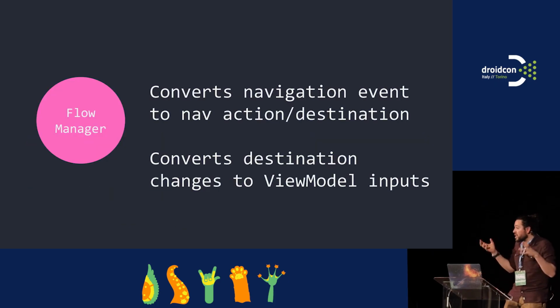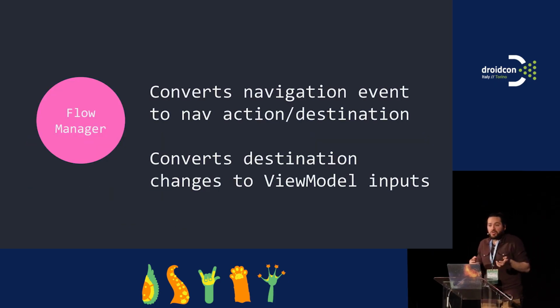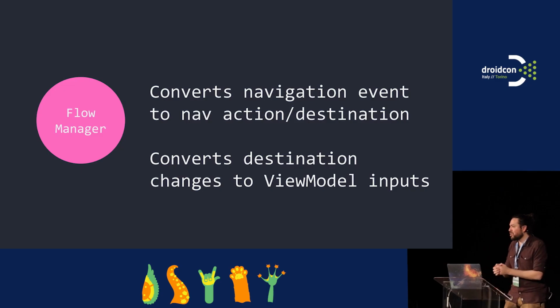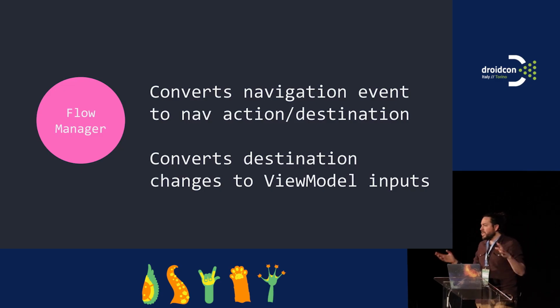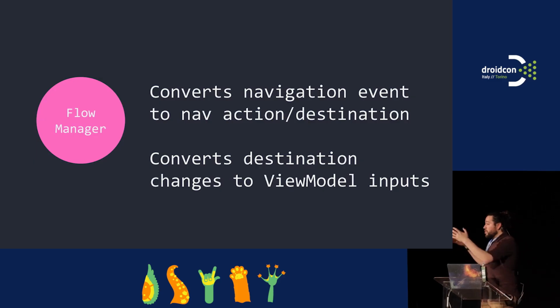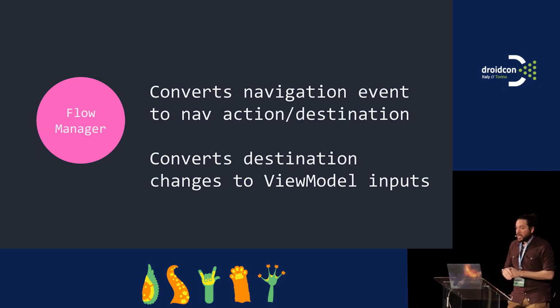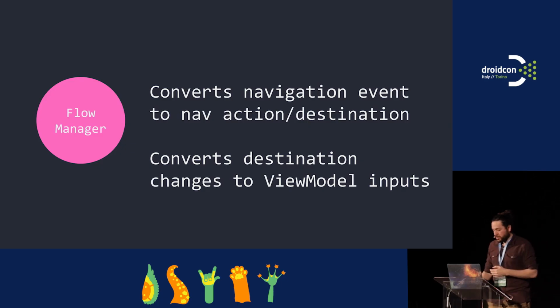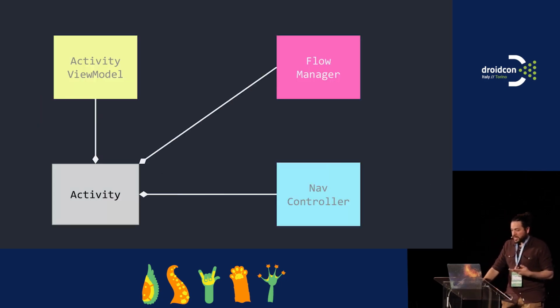So what we created as a pattern is a flow manager. And basically it could be called navigator, it could be called any name you want. We call that flow manager, but that was just our choice. And the idea is to convert navigation events to navigation destinations. And the role of this flow manager was also to look for the destination changes and be able to update the view model and to update the view state depending on the screen. So this is our role.